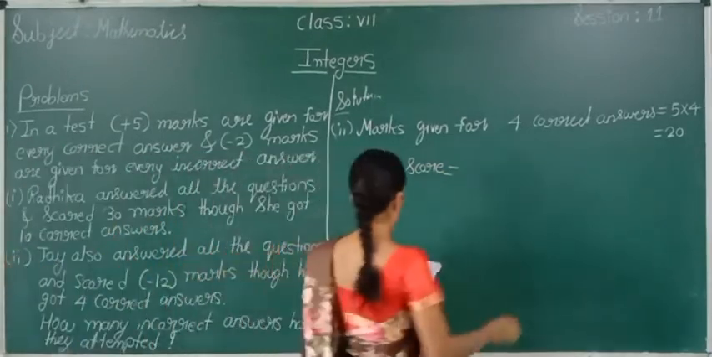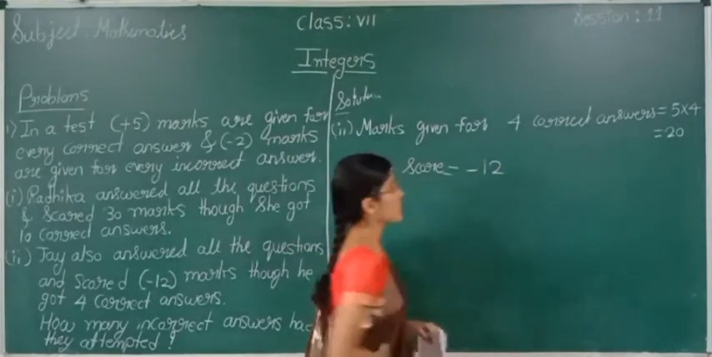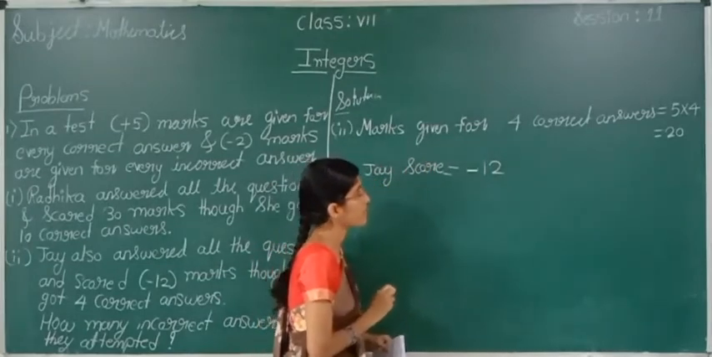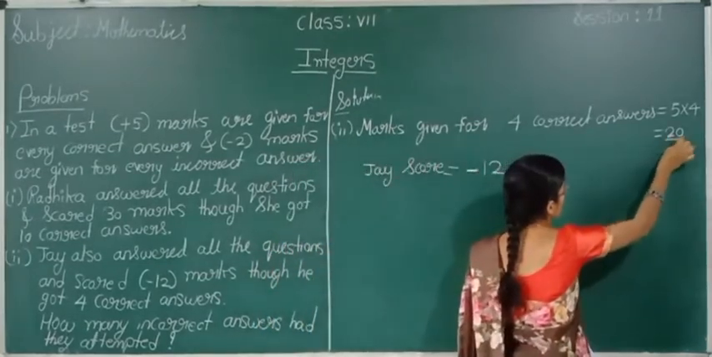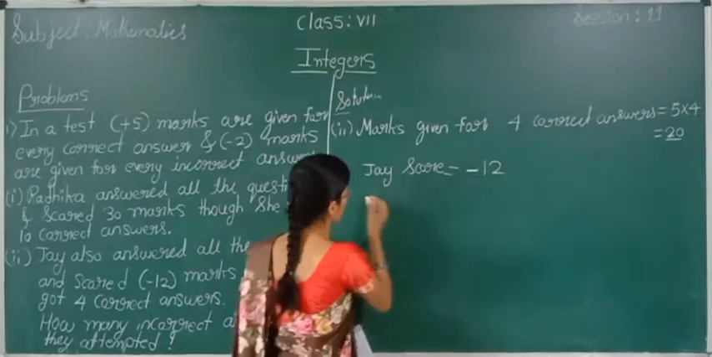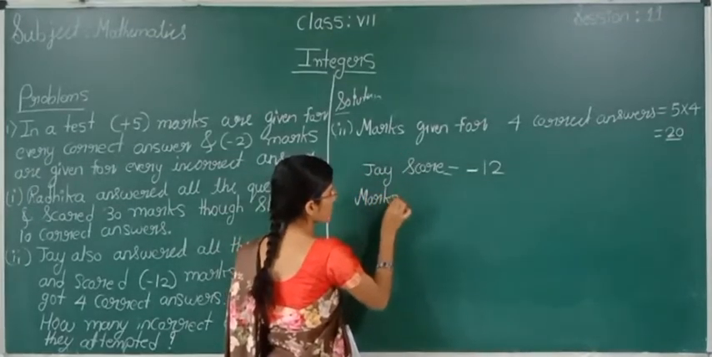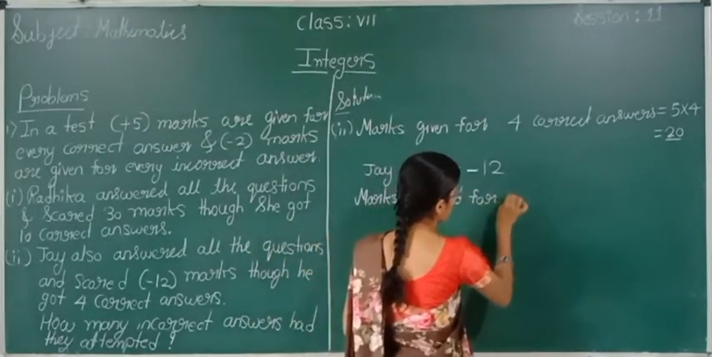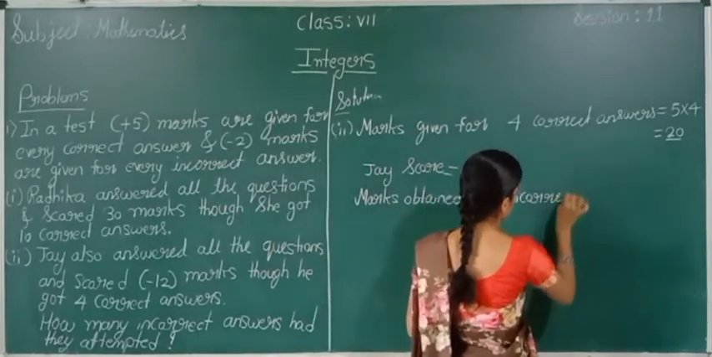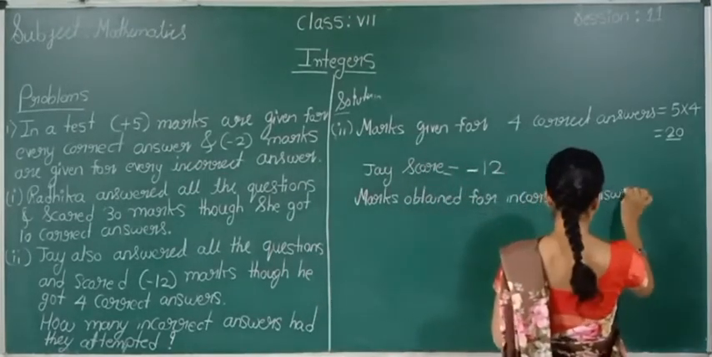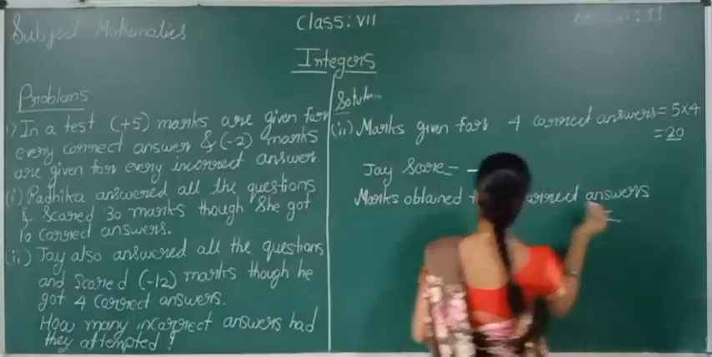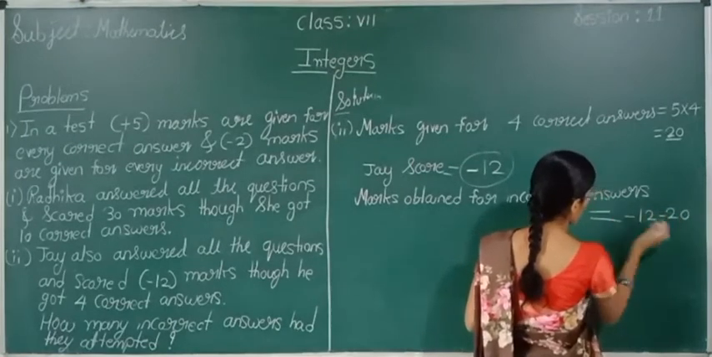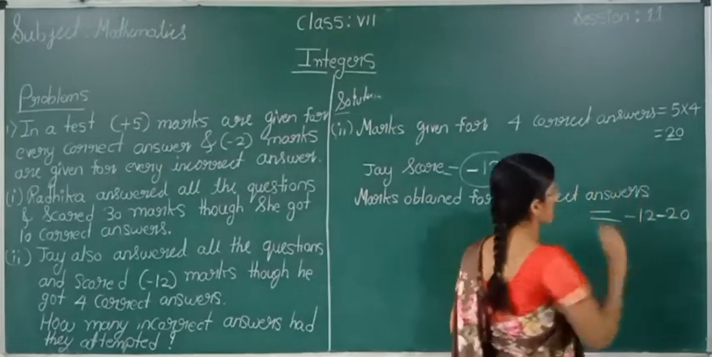-12. Now see here students, we know the total score is -12 and for the correct answers he got 20. Now what we will calculate is the marks obtained for incorrect answers. Marks obtained for incorrect answers is equal to total score minus 20. Yes or no? Total score minus correct answer.